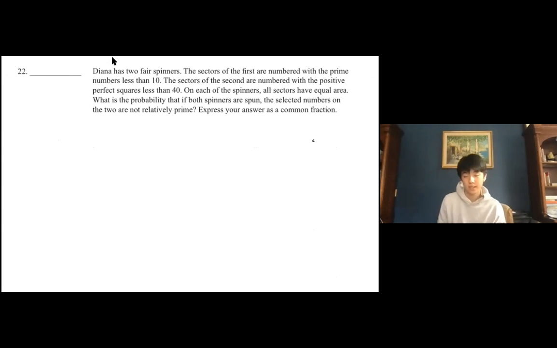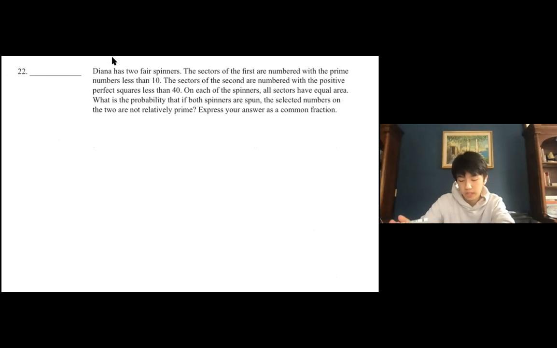And here's the last one that I'm going to kind of speed through. So Diana has two fair spinners. The sectors of the first are numbered with the prime numbers less than 10. The sectors of the second are numbered with the positive perfect squares less than 40. On each of the spinners, all sectors have equal area.